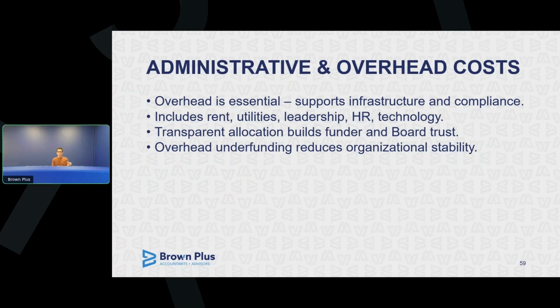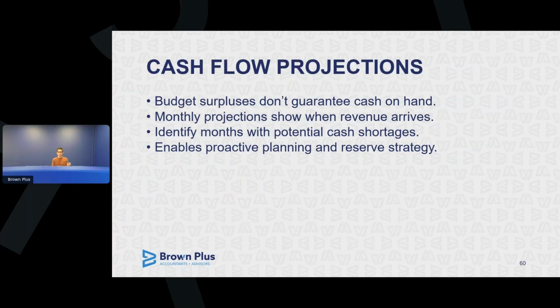So the takeaway here is simple. Overhead is necessary, it's healthy, and strategic. The more intentional you are about it, the stronger your organization becomes. Next, speaking about being intentional, let's move into one of the biggest reasons nonprofits fall apart during the year, and that is cash flow. Cash flow is often one of the topics that gets overlooked until it becomes a crisis.